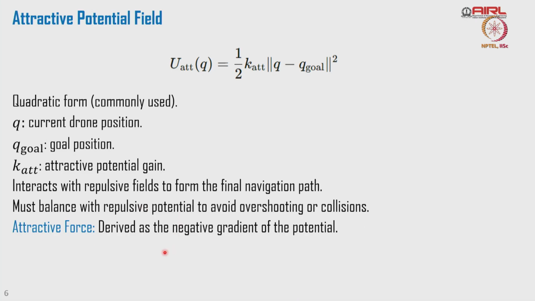The attractive force is derived as the negative gradient of the potential. What is the attractive force? F attractive is the negative gradient of U attractive. If you take the differentiation of this, we get minus K, the constant, times Q minus Q goal. That is the force acting on the charged particle. Here it's a drone.